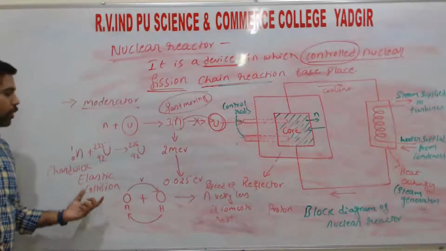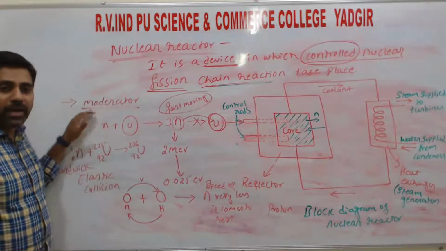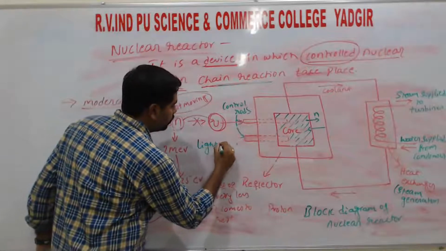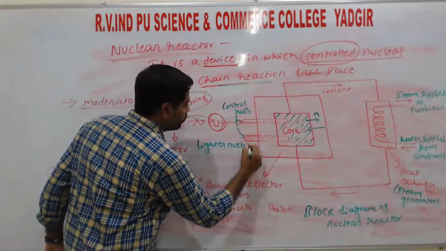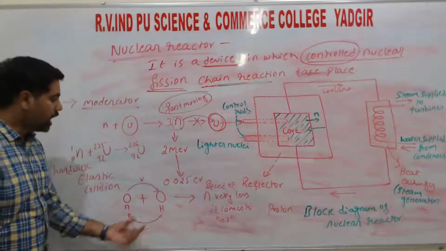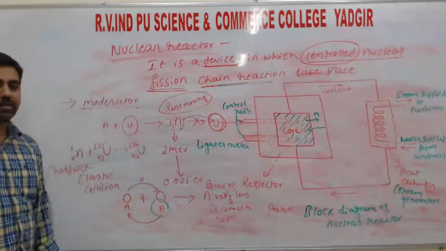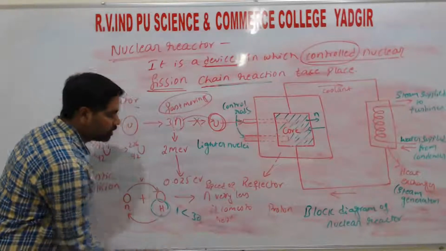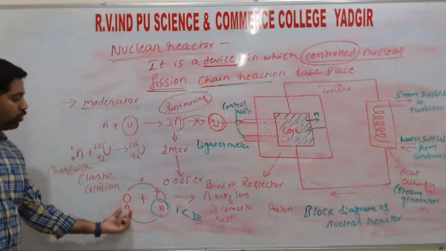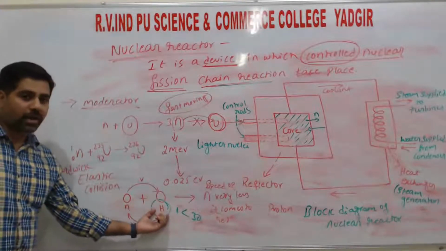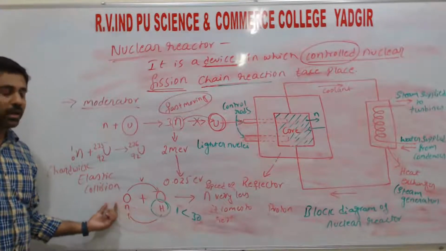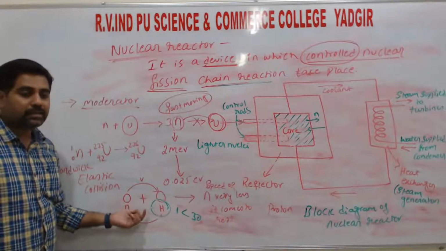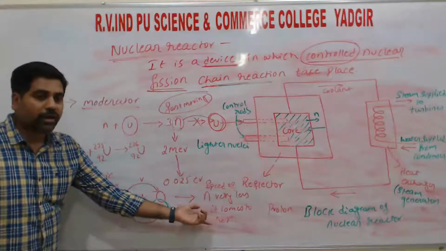For that purpose, we use a moderator, that is, lighter nuclei, right? Because hydrogen is a lighter nucleus, its mass number is how much? 1. That is very less than that of 30, right? So when the neutron is bombarded with the hydrogen, the speed of the neutron is reduced and it almost comes to rest, right?